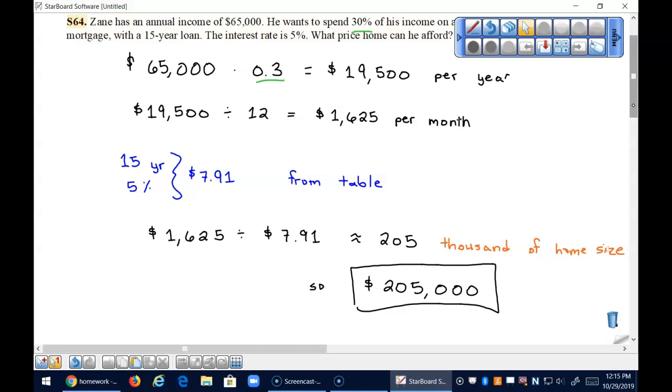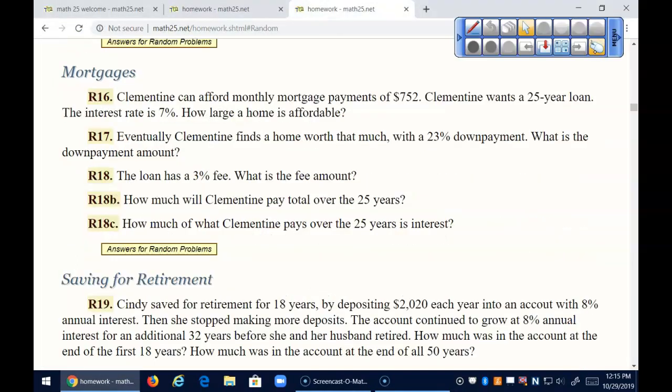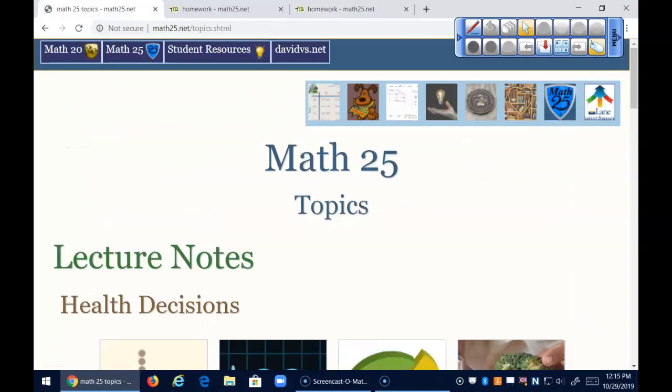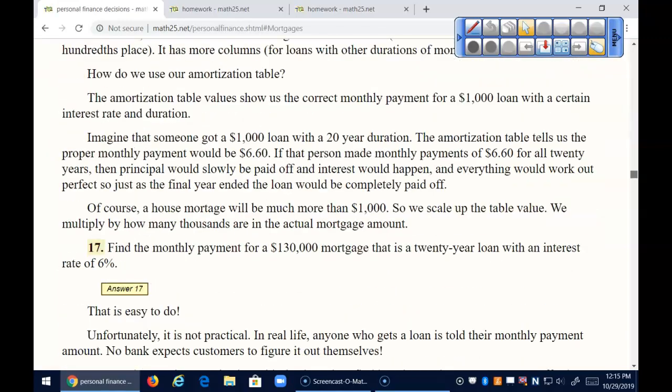Let's actually look at the homework, just because it's kind of spread out on the page differently. So Clementine can afford a monthly payment of so-and-so. We don't have to do the 30% and divide by 12 kind of business. It just gives us that number. She wants a 25-year loan, 7%. We would go back to the table, see what that number is.